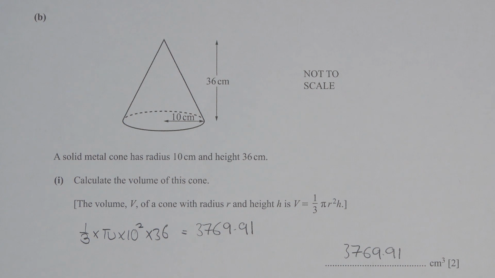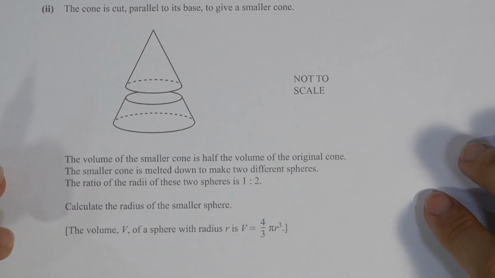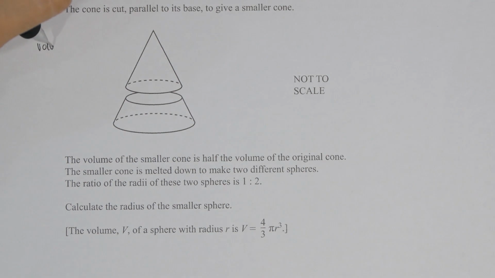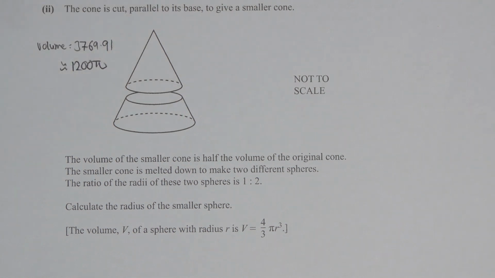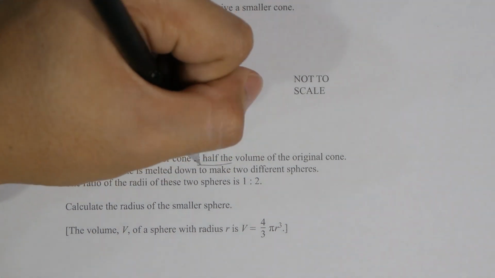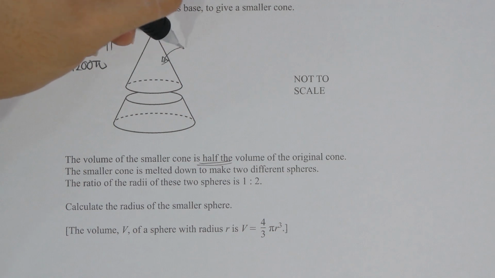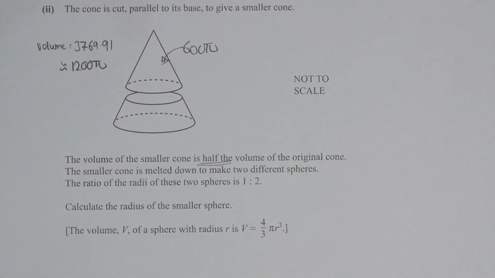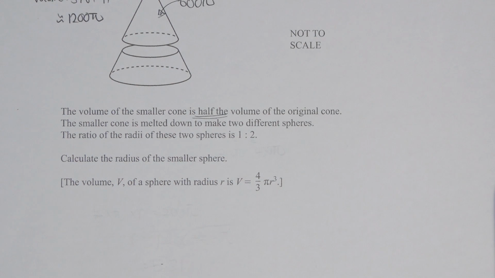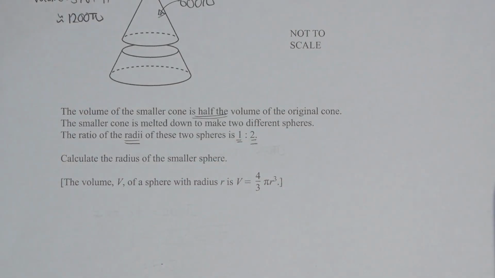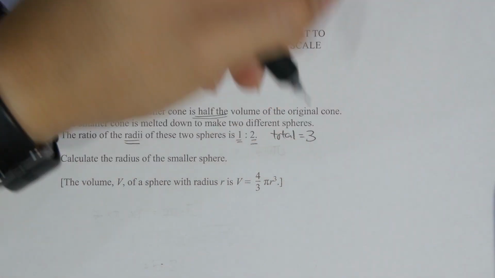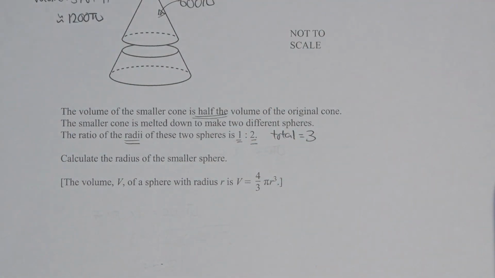So for part 2, actually use the information from the previous part, which is the volume 1200 pi. So the volume of the smaller cone here is actually half the volume, hence it is 600 pi. Then the smaller cone is melted into two different spheres, and the radius is r and 2r, right? So if you add these two things up, the volume of the smaller sphere and the larger sphere, it will be equivalent to 600 pi.